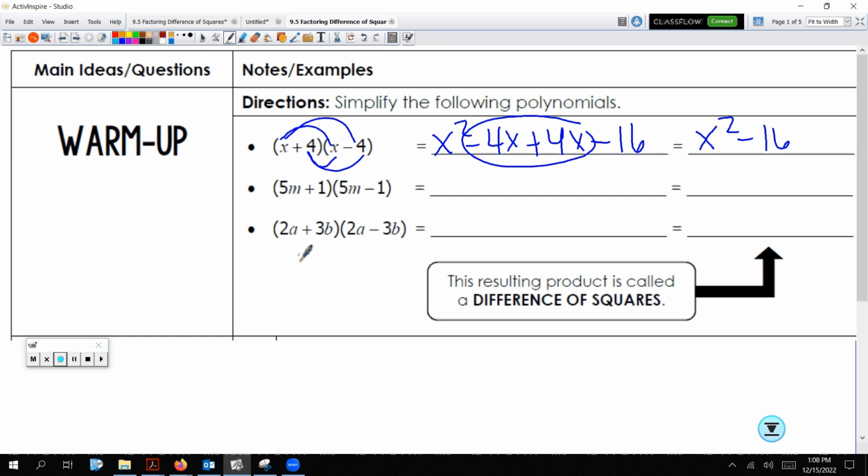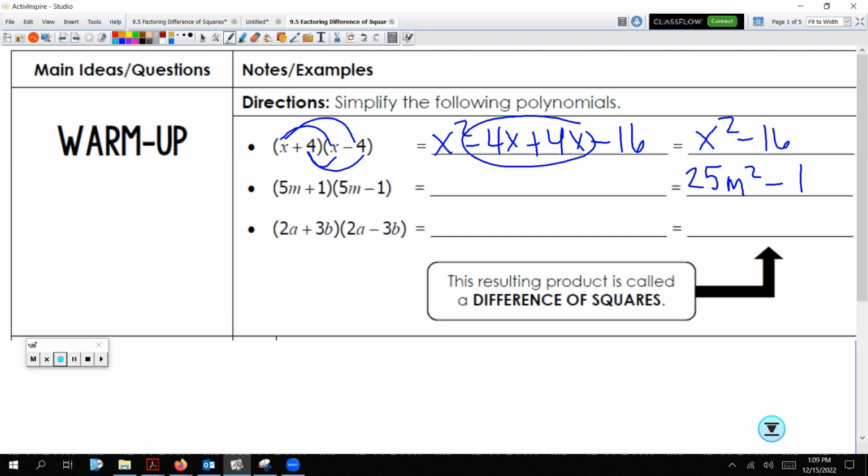I did show you guys a shortcut. I don't know if you remember. If you notice you have exactly the same terms in your binomials, but your signs are opposite, you just simply square the first term, 25m squared, and square the last term, which is 1, and then it's always subtraction between the two. That is a difference of perfect squares.